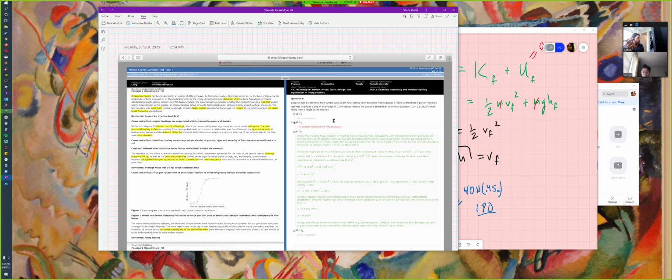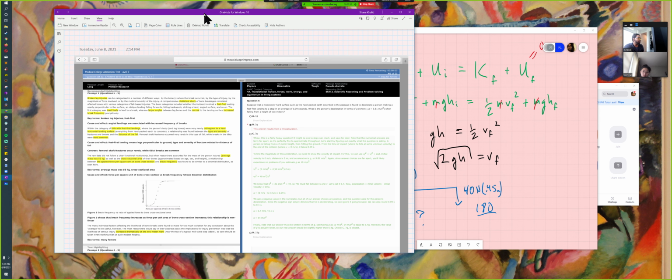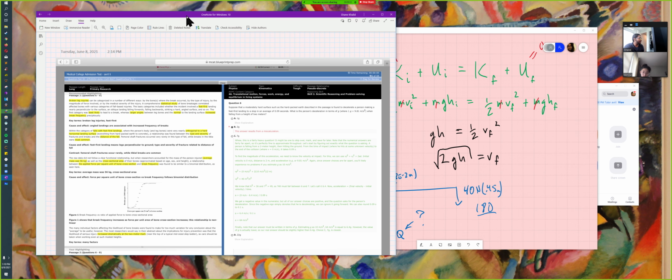So yeah, for this question, they're saying that suppose a moderately hard surface, such as the hard packed earth described in the passage, is found to decelerate a person, making a feet first landing to a stop in an average of 0.09 seconds. Also, there are some math fractions that I think are very useful to memorize as well.